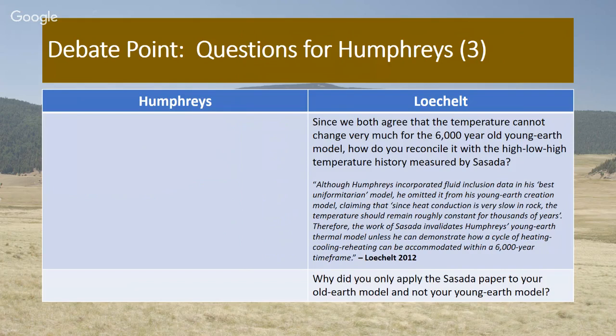And by the way, I pointed this out in one of my papers to him in 2012, and he never addressed it. So I want to bring it to his attention again. And he basically neglects using the Sasada data as a constraint on the young Earth model. He only applies it to the old Earth model.